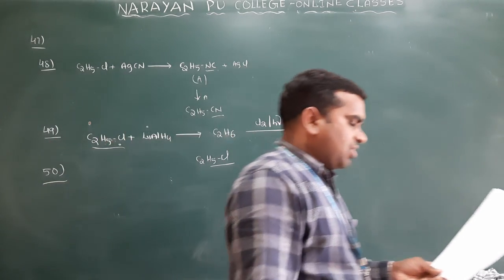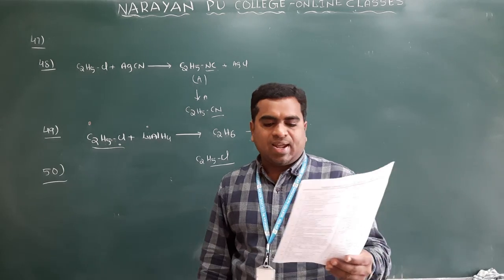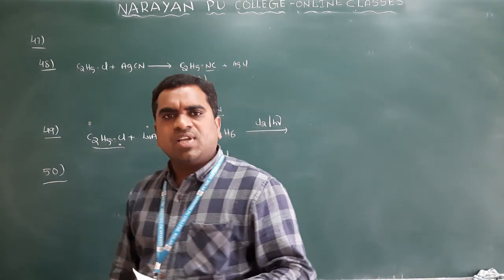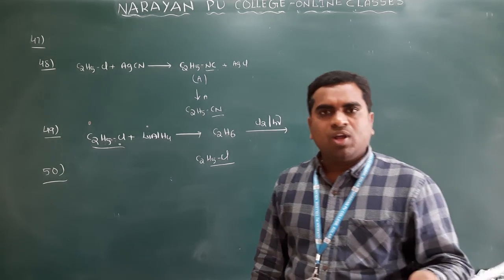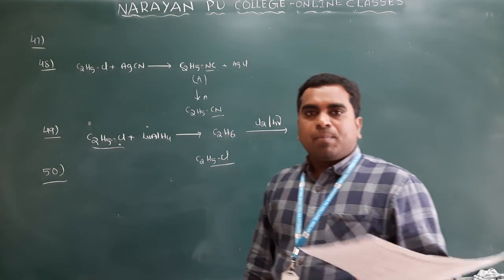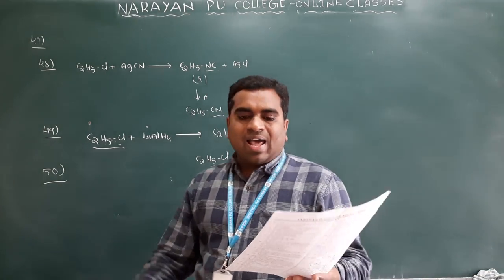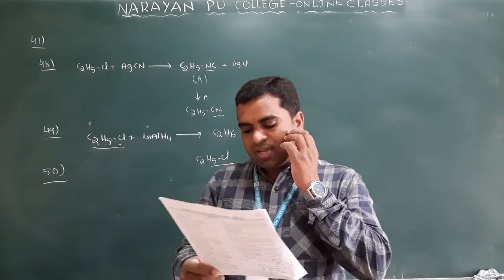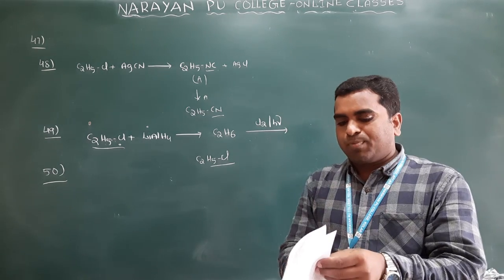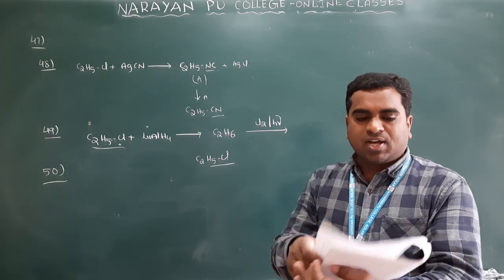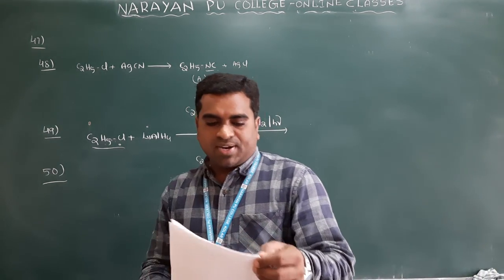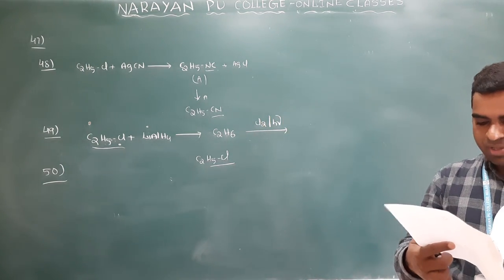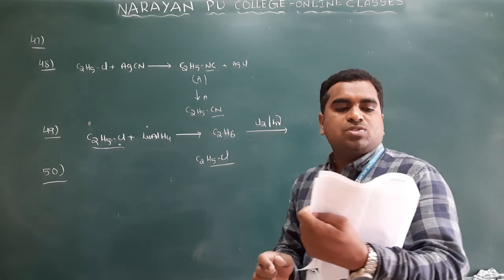The best method for conversion of alcohol into alkyl halide is by treating the alcohol with SOCl2, as we have discussed many times. SOCl2 is the best method because the remaining products along with the alkyl halide, sulfur dioxide and HCl, are gases and are released, so no purification technique is required to purify the alkyl chlorides. Next one.